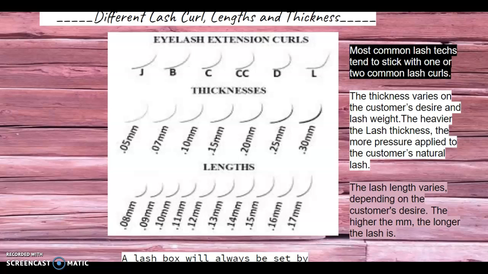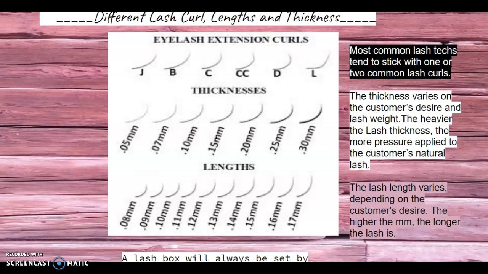And we have lengths at the bottom. You can see it's going from smaller to longer, 8 millimeters in length all the way up to 17. Now it does go up to 17 millimeters on the chart, but you can have 25 millimeter lashes, 30 millimeter lashes. I think they stop at 30, but this just goes to show how long it can go.